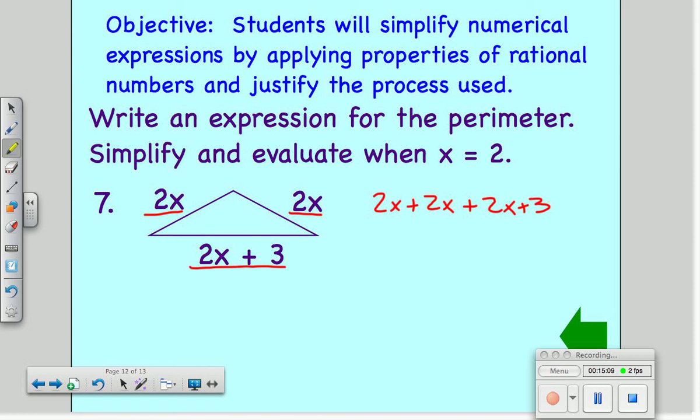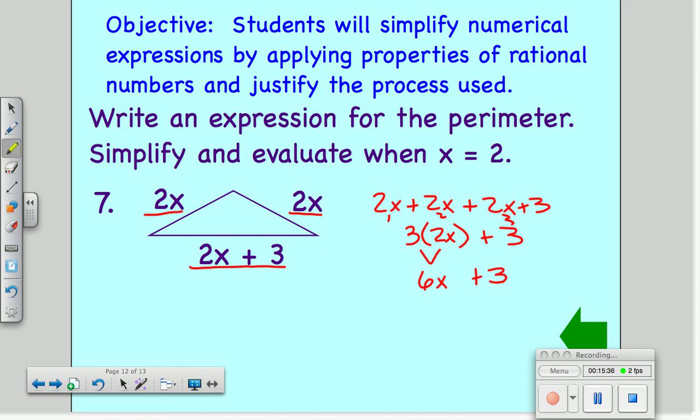Well, my goodness, I have 3 2x's here, so I could just do 3 times 2x, because I have 3 of them. 1, 2, 3. And I'm going to add 3 at the end. Okay? So that's my expression. Now they want me to simplify it, so I'm going to use the distributive property to simplify it. 3 times 2 is 6x plus 3.